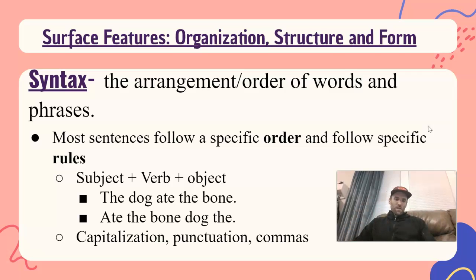And so in different languages, you can switch it around a little bit more. In English, you can switch it around to have different effects. And also capitalization, punctuation, and commas have something to do with syntax. But think word order when you think syntax.